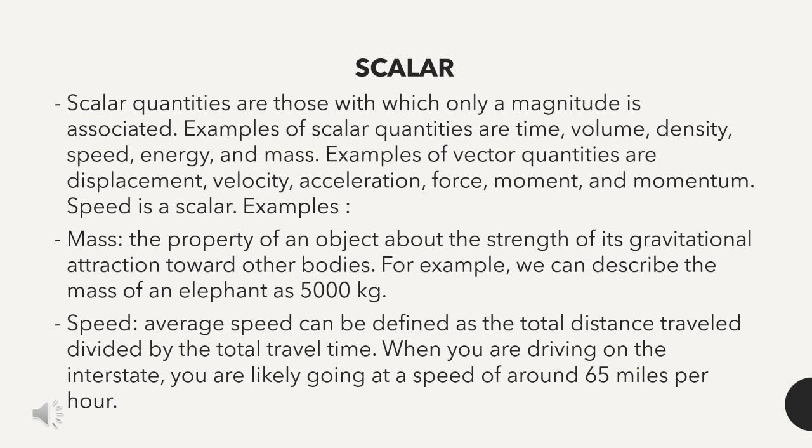Speed is a scalar. Example, mass: the property of an object about the strength of its gravitational attraction toward other bodies. For example, we can describe the mass of an elephant as 500 kg. Speed: average speed can be defined as the total distance traveled divided by the total travel time. When you are driving on the interstate, you are likely going at a speed of around 65 miles per hour.